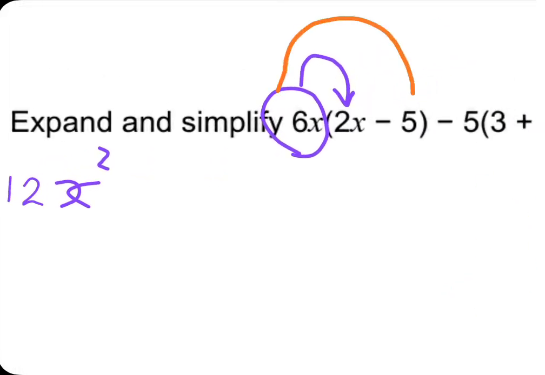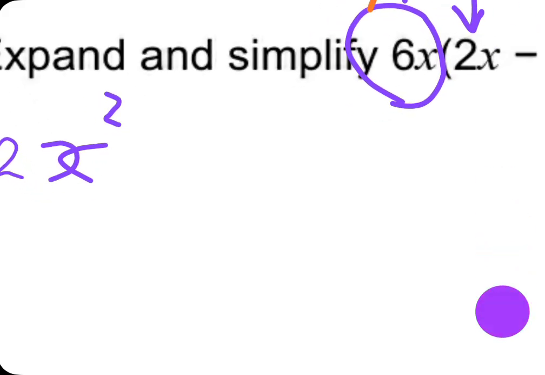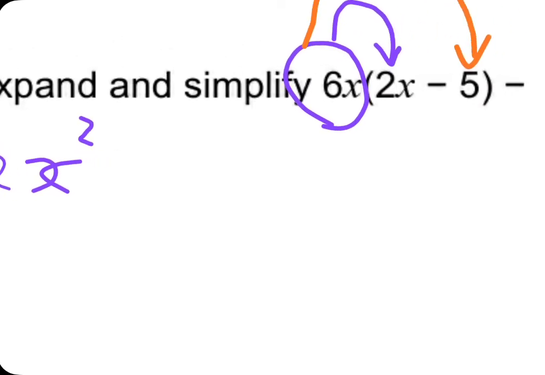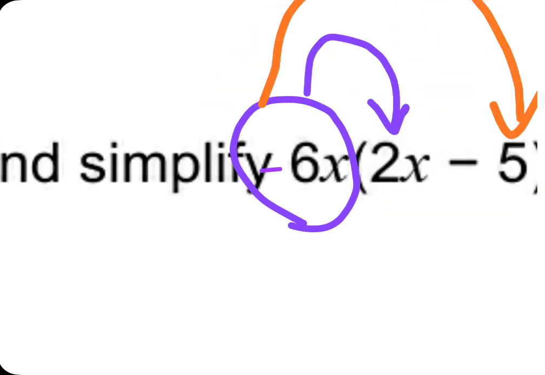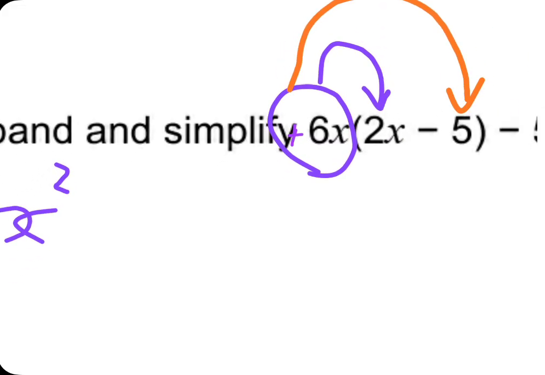Now, next we have 6x. We're going to multiply it by negative 5. Now, 6x multiplied by negative 5. We multiply the numbers together. 6 times 5 is what? Before the numbers, we have the signs. Now, the sign of 6x is positive. That's why they don't write it. Different signs means, very good, negative answer.